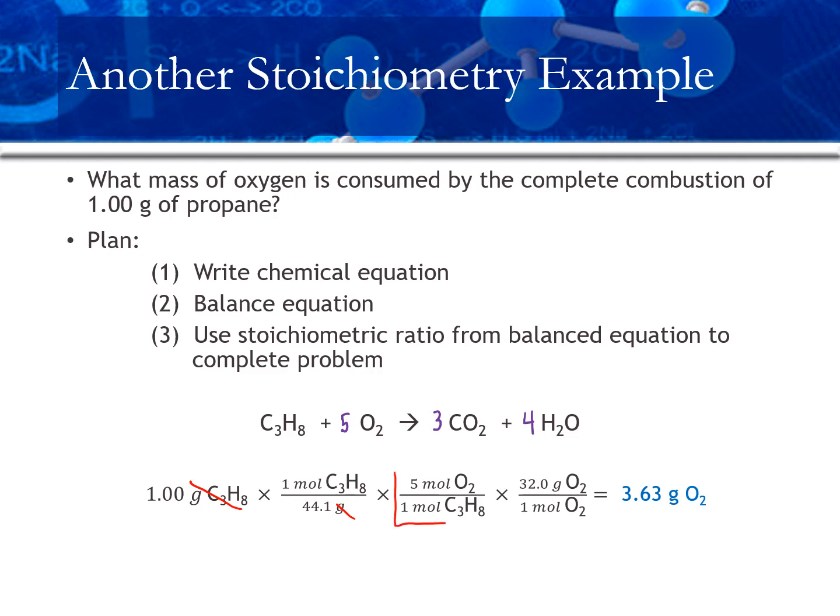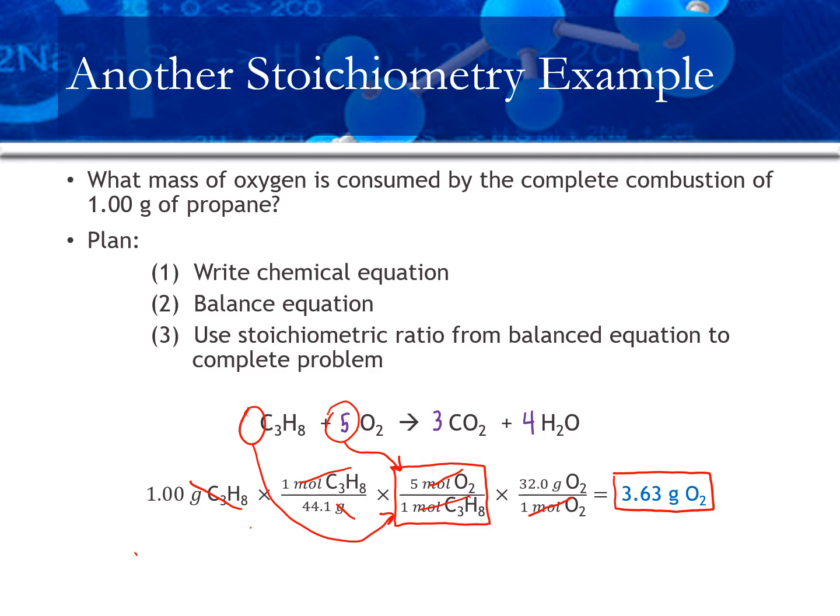Then we set up our stoichiometric ratio using the balanced numbers here. The 5 goes with oxygen, the 1 goes with the propane. That cancels out moles of propane and converts it into moles of oxygen. Once we have moles of oxygen, we can use the formula weight of oxygen to convert it into the mass of oxygen, rounding to 3 significant figures because that's what we have in the problem, and that's how we set up our problem.